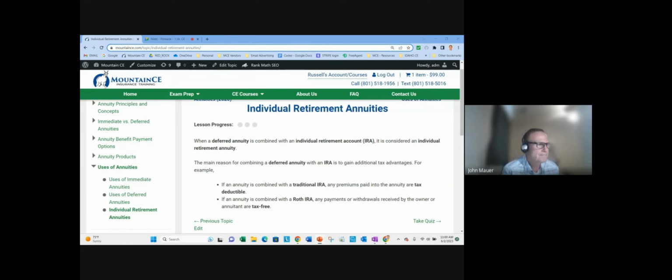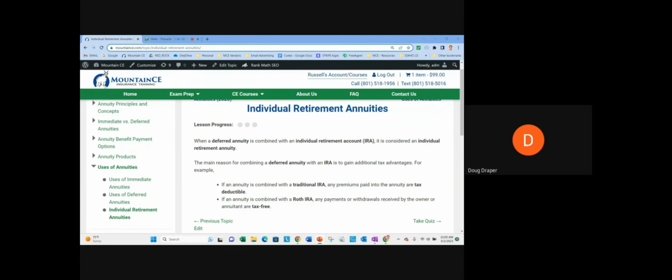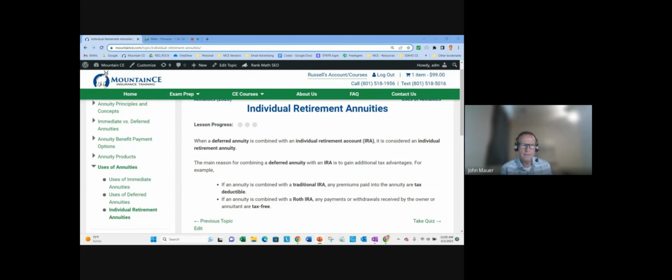Bill Turner asks, what's safer, fixed or indexed? My gut instinct would be that it would be the same. I think, you know, if we go back to.